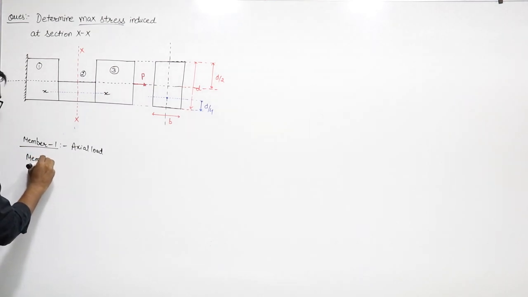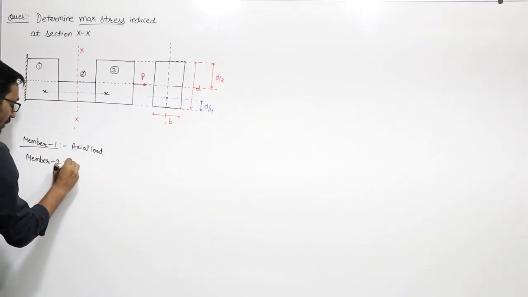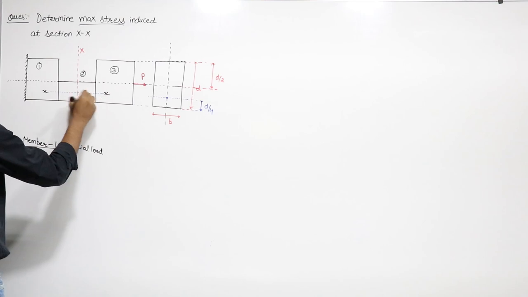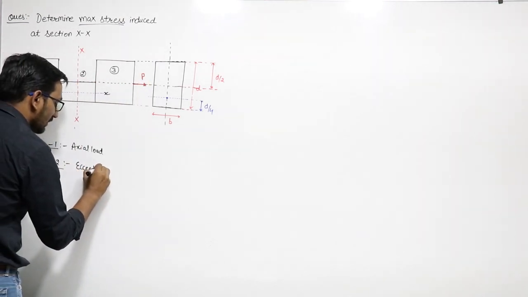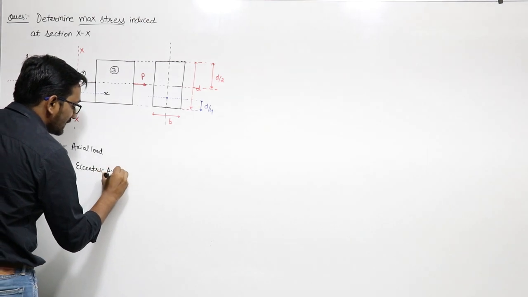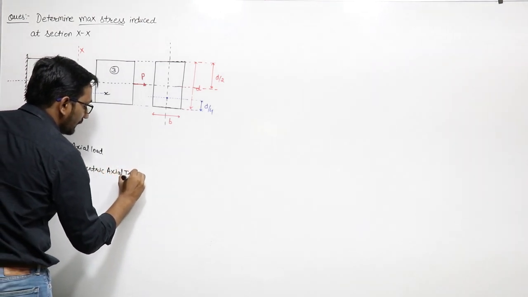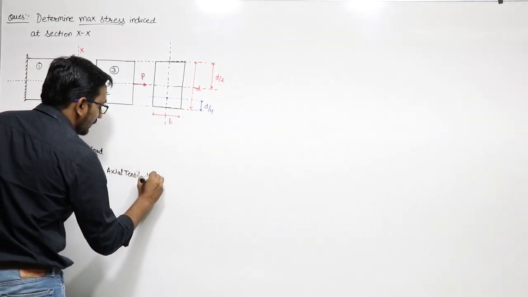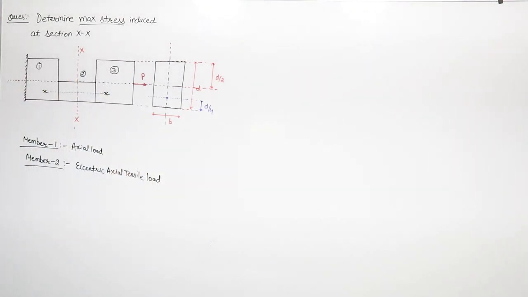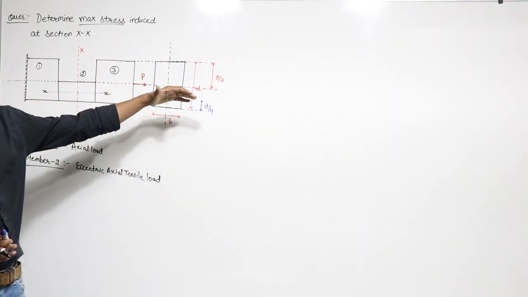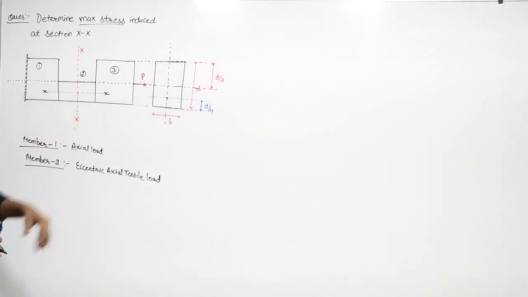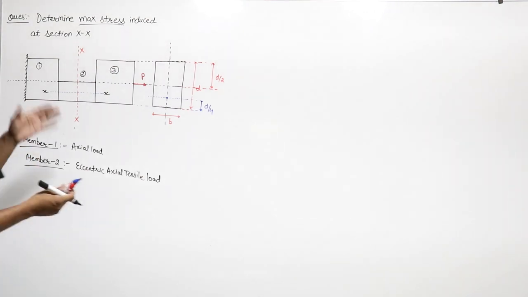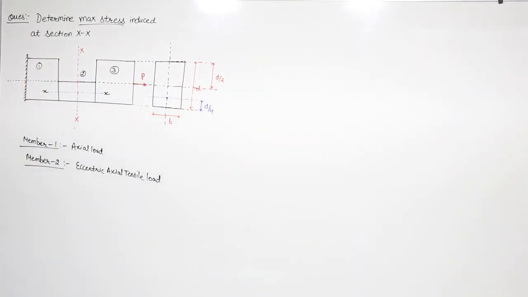For your member 2, this load is an eccentric axial tensile load. Why eccentric axial tensile load? The load is perpendicular to the cross section, parallel to this longitudinal axis, but does not pass through it. So it is an eccentric axial tensile load.